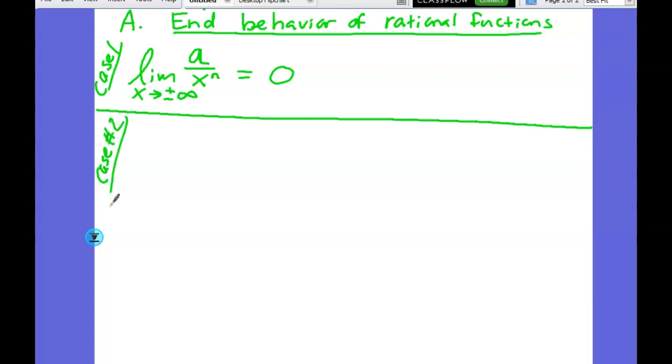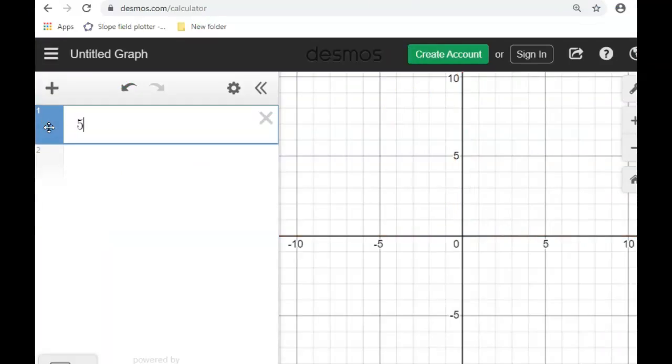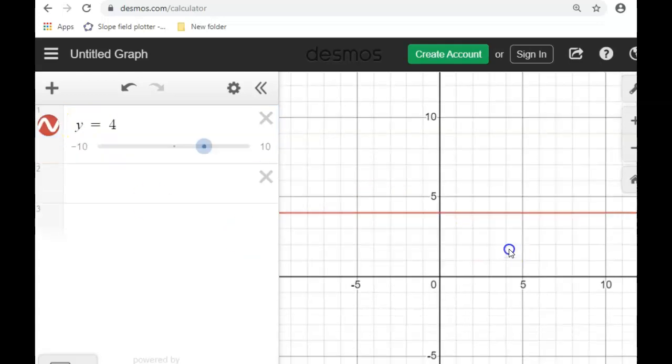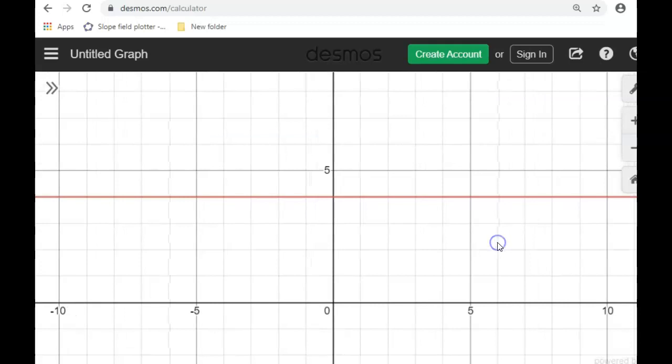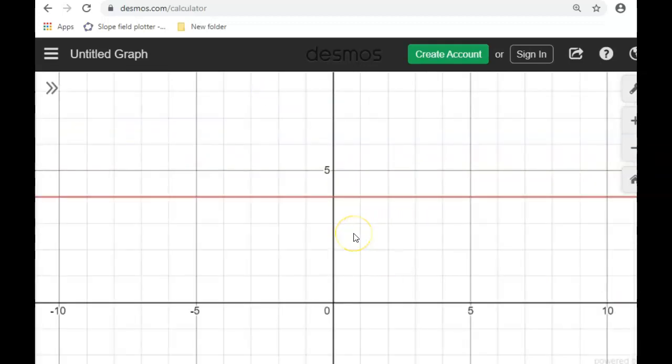For case number 2, let's look at another graph. What if I just put a number in here like 5? It's interesting. y equals 5. There's my function y equals 5, right? Well, look at this thing. That doesn't even look right. How could that be y equals 5? Let me back up a little bit. Something's not right. Oh, it says y equals 4. Okay, that looks right because it wasn't at 5. It was at 4. Okay, so how would we describe the end behavior of this function?